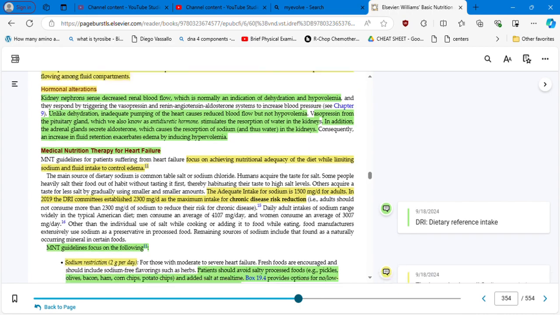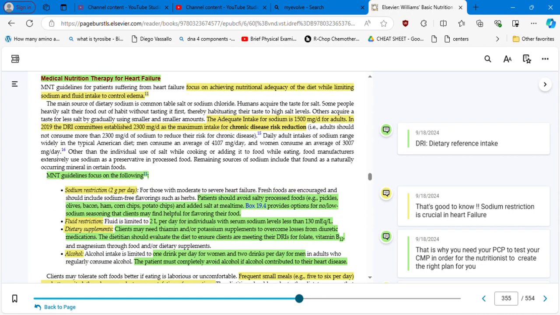And also the hormones. Okay, medical nutrition therapy for heart failure focuses on achieving nutritional adequacy of the diet while limiting sodium and fluid intake to control edema. Okay, so we need to limit the sodium and fluid intake to control edema. I will add also, I will assess for protein levels, albumin. The albumin is the magnet for the fluid. So if the patient is having good protein in the body, probably the albumin is going to pull the water so the patient can urinate, right?